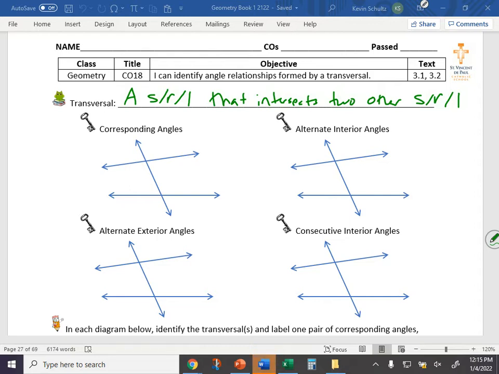Okay, so I will highlight all the transversals that we have here in green, just so you can kind of see them. This line coming through here is a transversal. It intersects those two other lines. This one here is a transversal, right? Got a transversal here, and we got a transversal here. Apparently, I'm really bad at tracing.